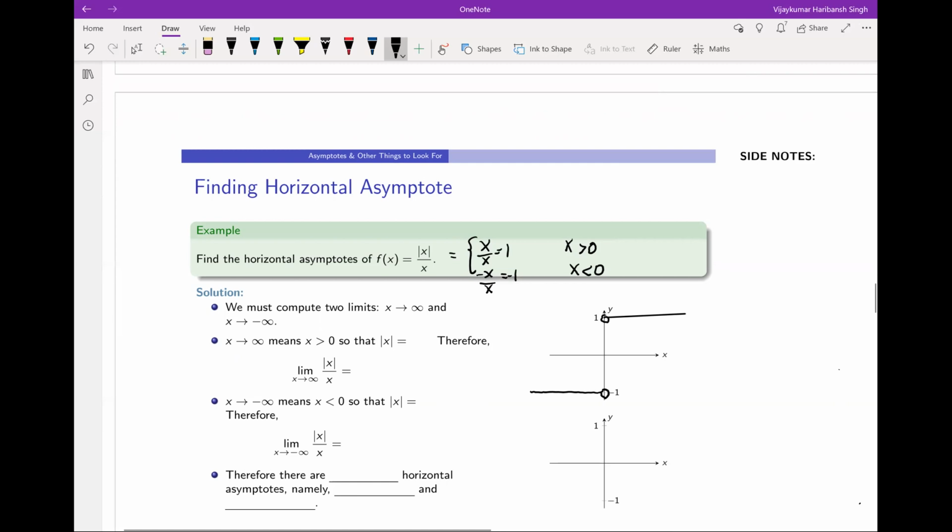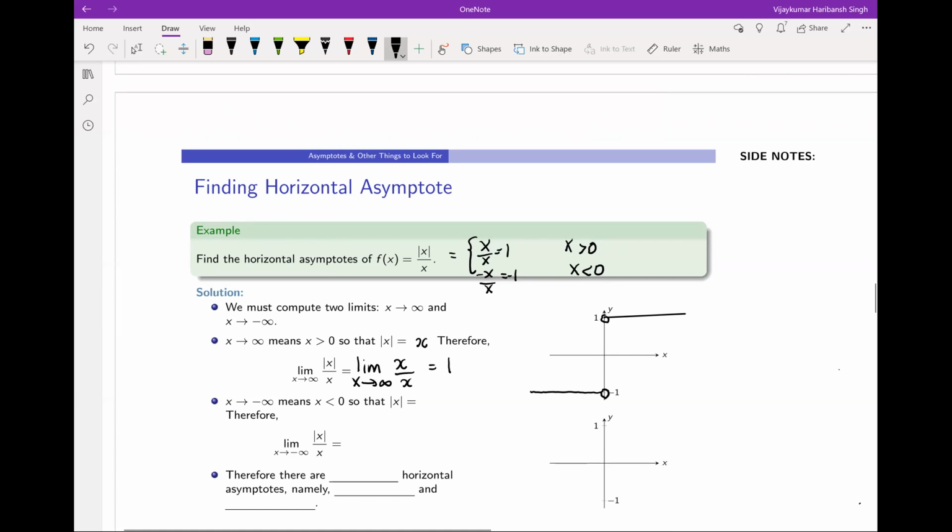As x goes to infinity, that means x is greater than 0, so the absolute value of x is going to be x. Therefore, the limit as x goes to infinity of absolute value of x over x becomes the limit as x goes to infinity of x over x, because x is positive, and when you cancel out, you get 1.